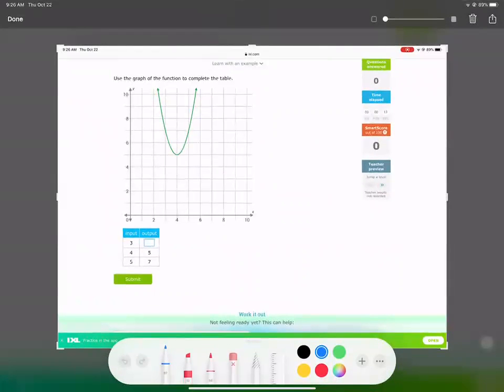So if I'm looking at 4, it should be 5. At 4, 1, 2, 3, 4, 5. Yeah, 4, 5. That point works. 5, 7, 5, 7. Right, that's 7. That works for me. And at 3, 3 is right here. Where would the graph be? 7. So you just write 7. So all this is you filling out a table based on the graph that they gave us already.